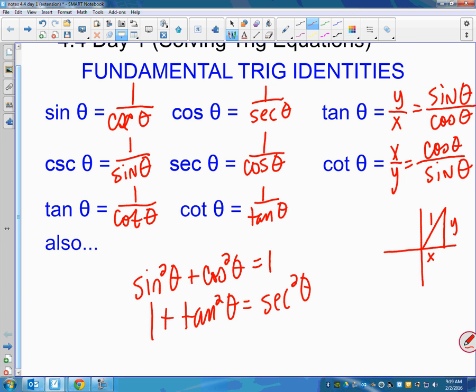And then the other one is 1 plus cotangent squared equals cosecant squared. Memorize these 3 things right now. Chapter 5, you will have to memorize them, and we'll talk about ways that you can remember what goes together. But I just wanted to show them to you. There are proofs for these 2 also that you could do using the Pythagorean theorem.